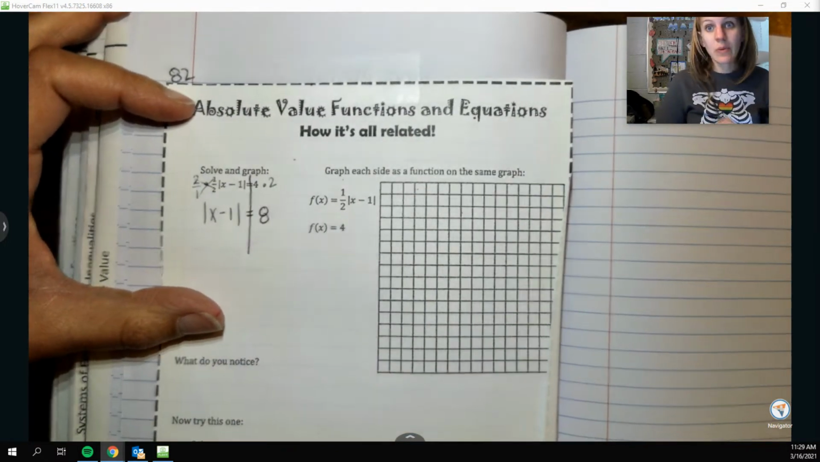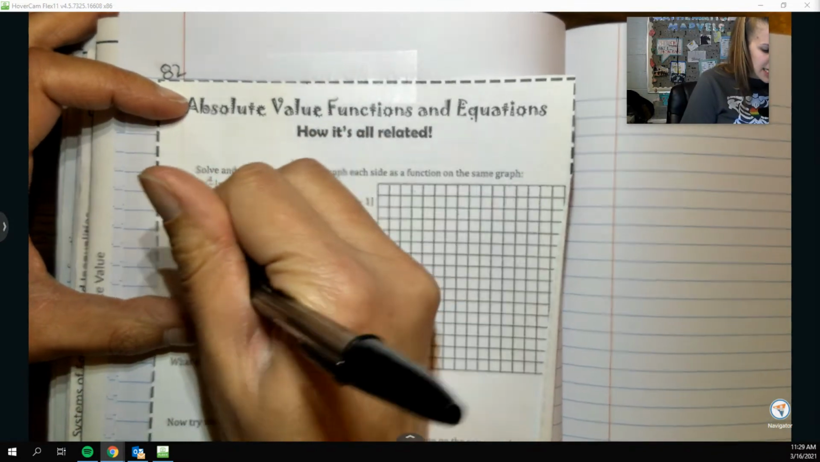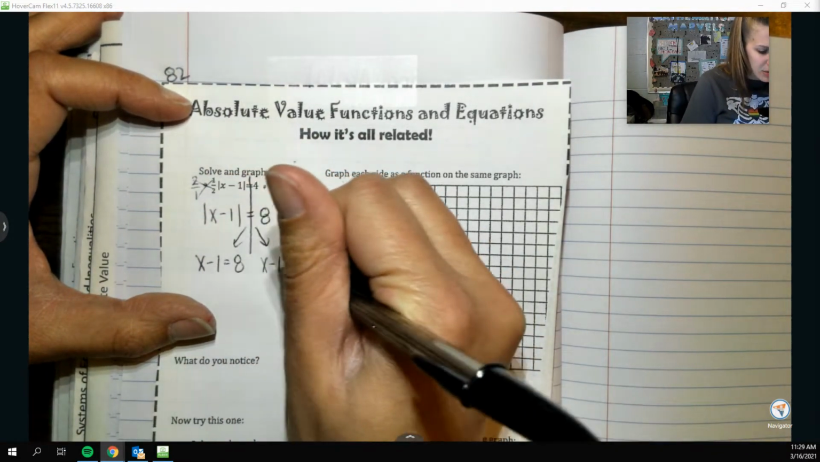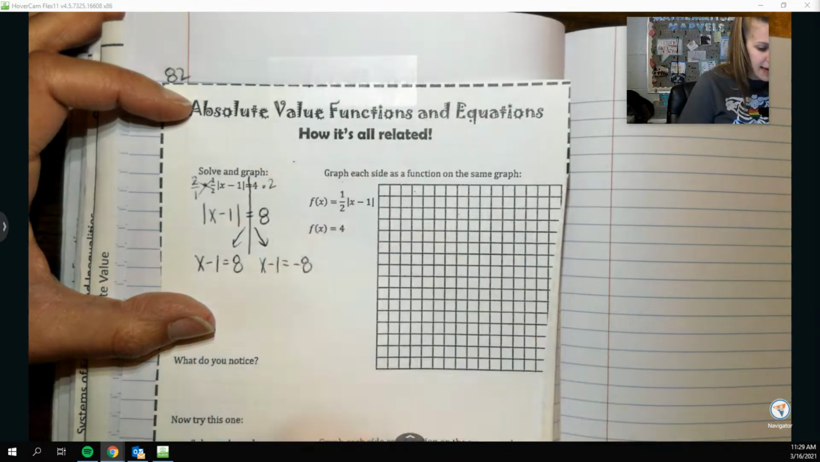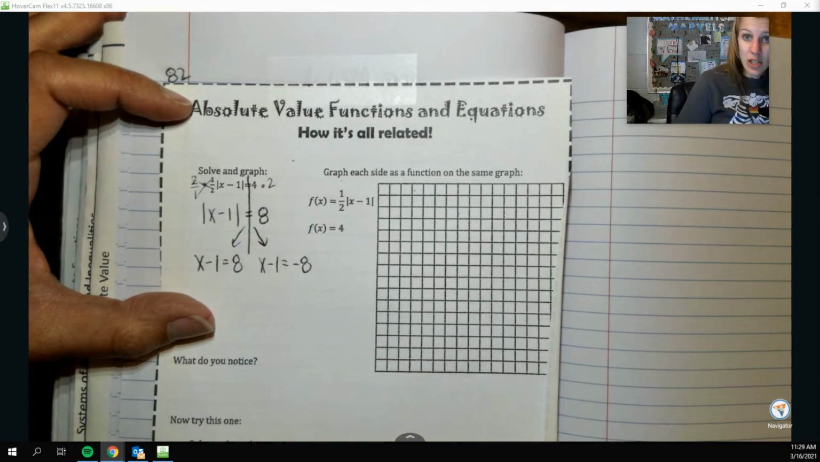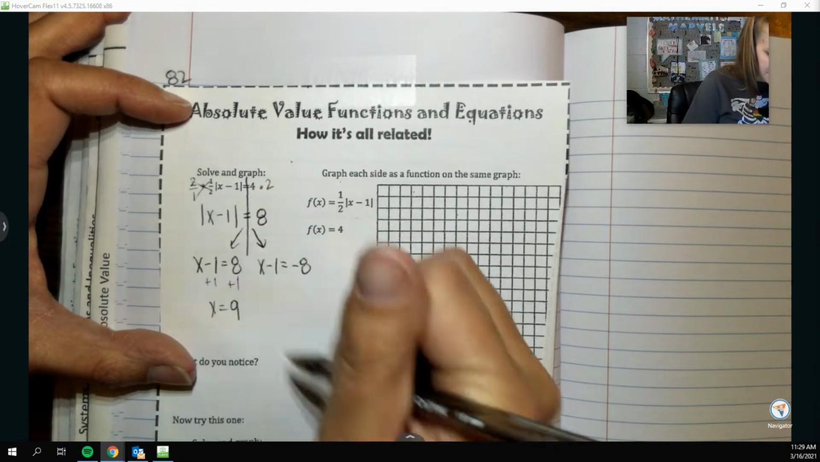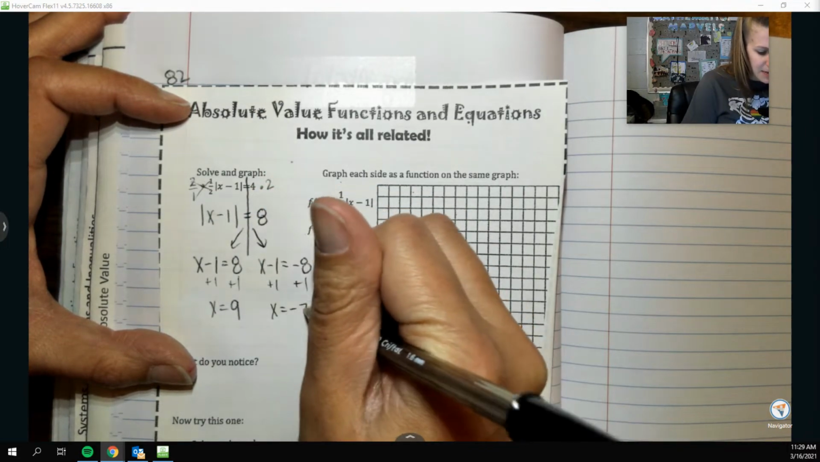Once your bars are alone, we make our two equations. One that is exactly the same, so x minus 1 equals 8, and the other one where I simply change the outside number, so x minus 1 equals negative 8. And then I just solve each one. And so I'd add the 1, and x is 9. I add the 1, and x is negative 7.